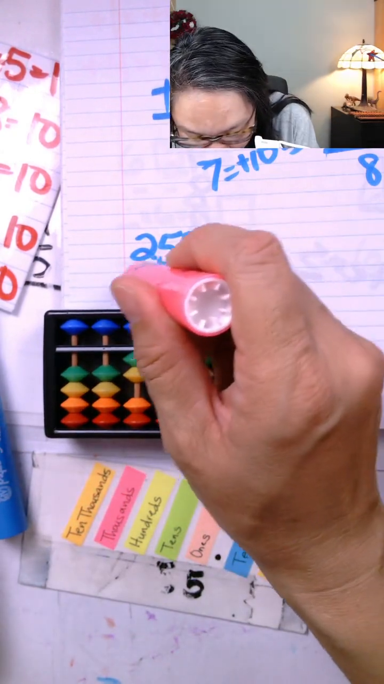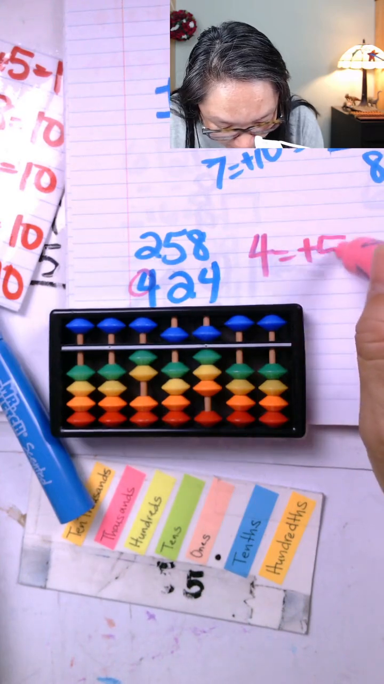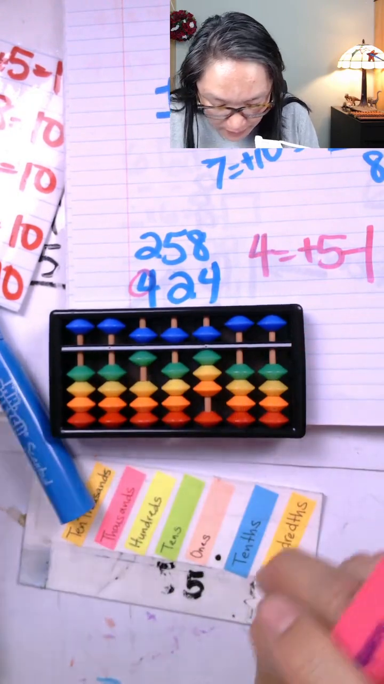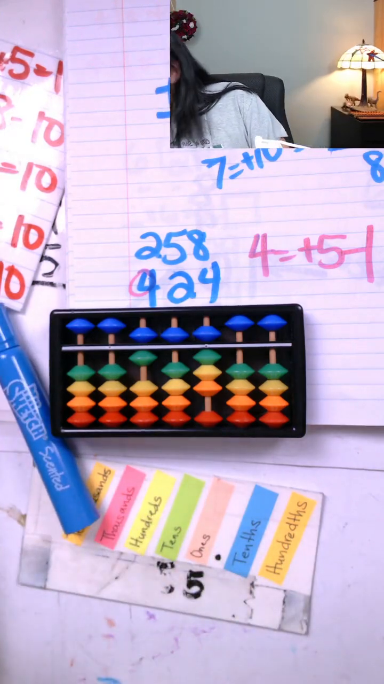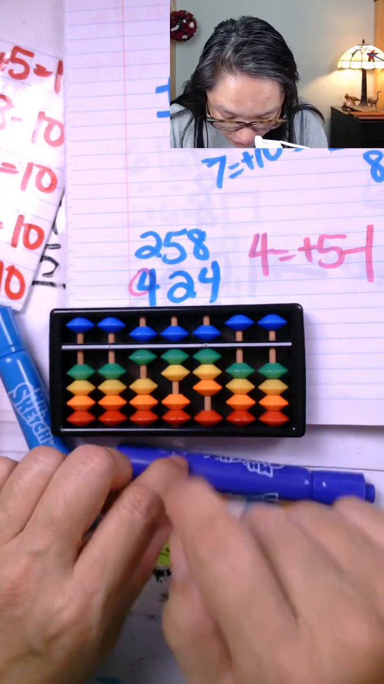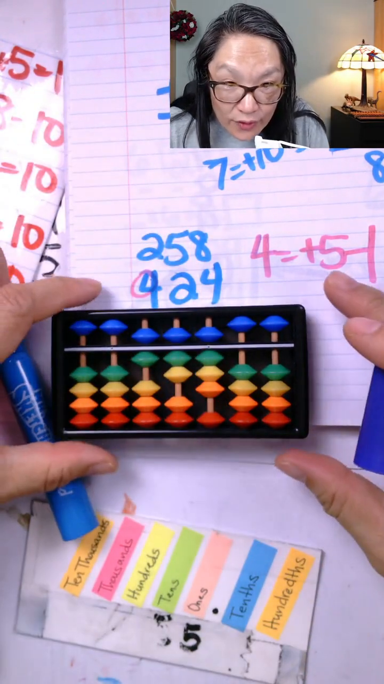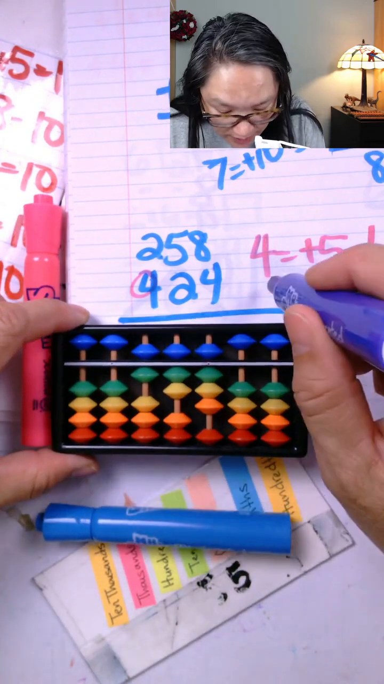All right, so we're going to add the 4. Plus the 4 is equal to plus the 5 minus 1. So I'm going to add the 5, and I'm going to take away the 1. And then I need to plus the 2, right? Can I add the 2? Yes, I can add the 2. Now I'm going to add the 4. When I add the 4, what am I going to do?